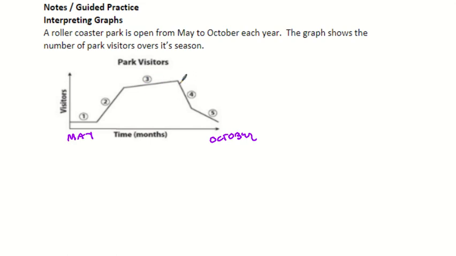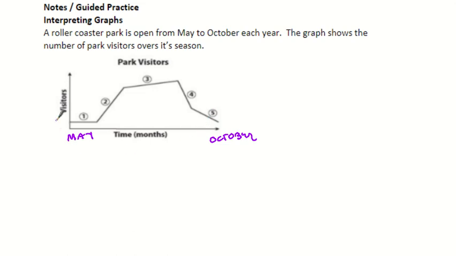And then at number four is when we have a dramatic decrease. That decrease in visitors is probably when school starts again. Then in September, everyone's in school, and then in October they close. So it's just being able to interpret and see what's happening with the graph. When is it not changing? That's the first section. When is it increasing? That'd be sections two and three, because it's still gradually increasing, just not as much. When is it dramatically decreasing? That'd be section four. And when does it gradually, somewhat decrease? That's section five.